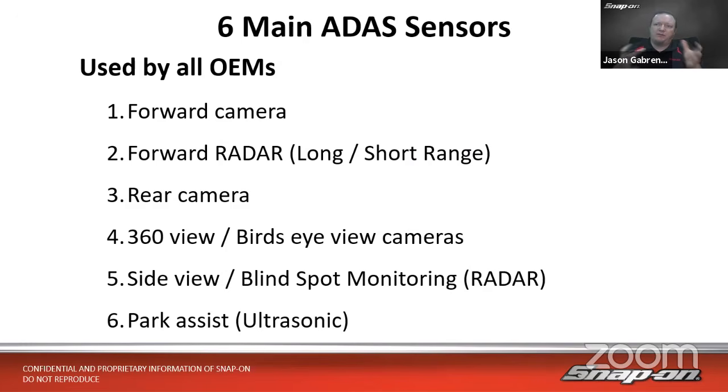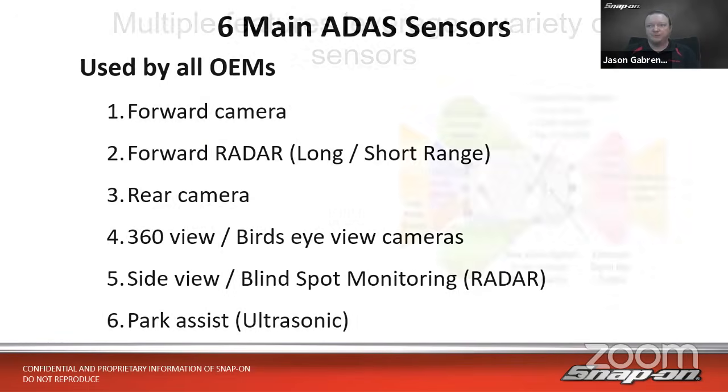So we have the forward camera, we have the forward radar, usually there's long and short range of those, a rear camera, 360 view and bird's eye view cameras, so those will be around the vehicle, side view and blind spot monitoring. Once again, there's maybe a long range and a short range radar in the rear of the vehicle, and then park assist, which is those ultrasonic sensors we saw earlier. So really out of these 6, it breaks down to camera, radar, and ultrasonic sensors, right? So having all of those is just in different formats around the vehicle.